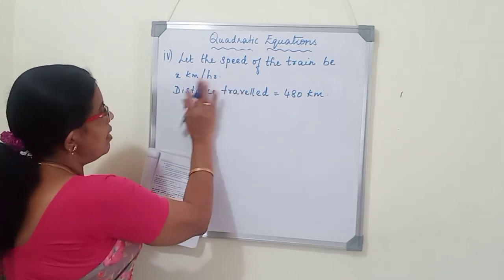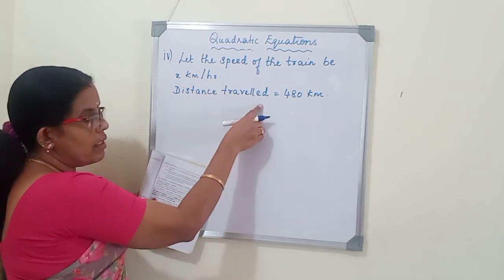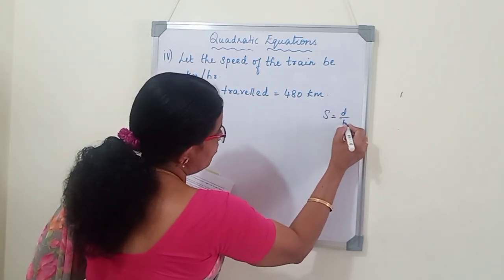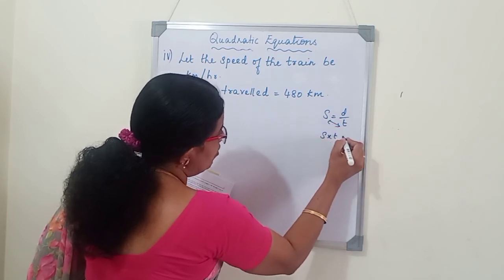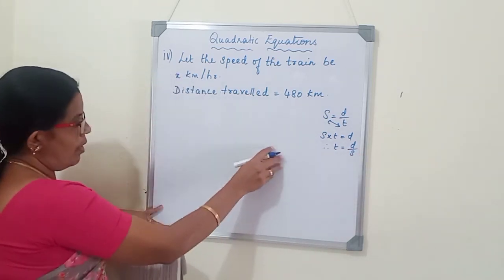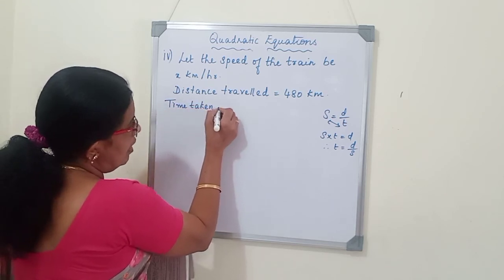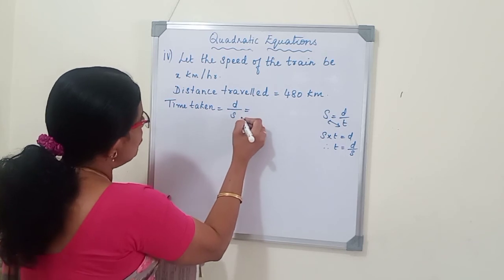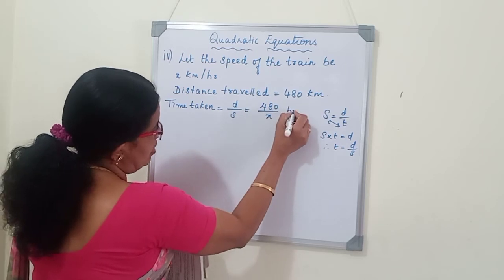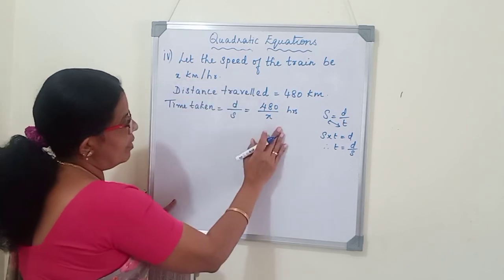So here, present speed is x km per hour and the distance travelled is 480 km. When speed and distance are given, we can find the time. Speed is equal to distance by time, so speed into time is equal to distance. Therefore, time is equal to distance by speed. So we will apply this formula. Time taken equals distance by speed, which is 480 by x hours. This is the time taken when the speed of the train was x km per hour.